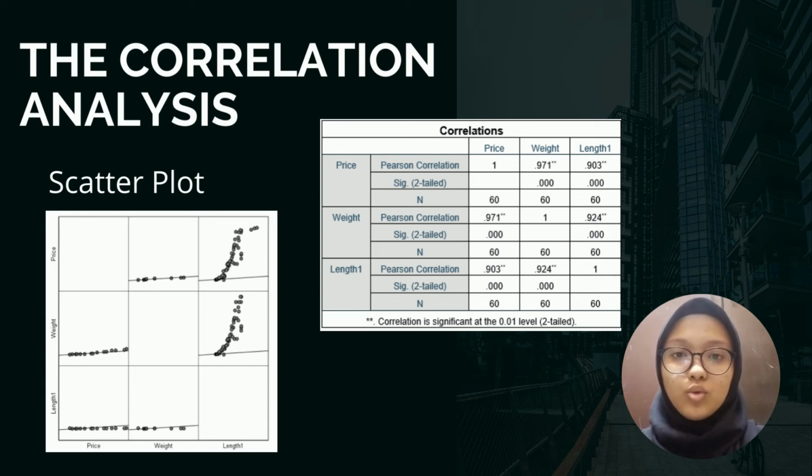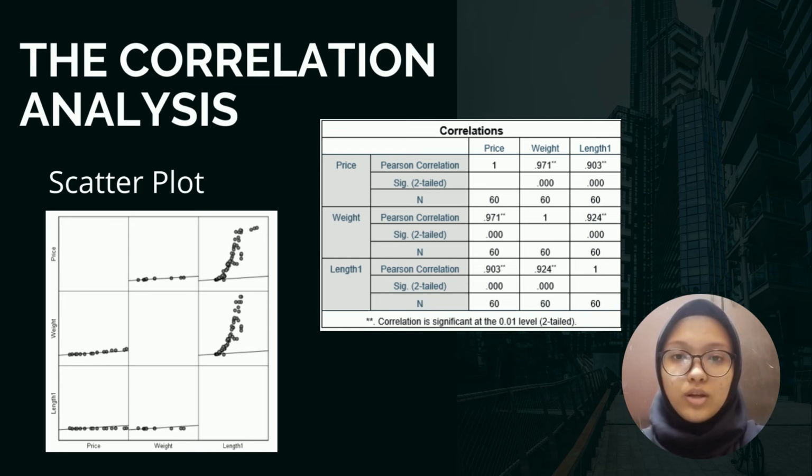The correlation between price and weight is 0.971, which is positively correlated, and the test shows a significant relationship. That means the strength of correlation is strong. The correlation between price and length is 0.903, which is positively correlated too. The test shows a significant relationship between the two variables. Furthermore, the strength of correlation is strong.